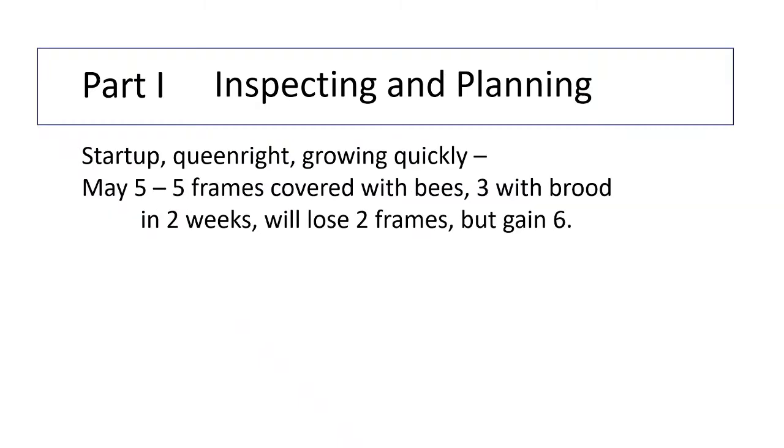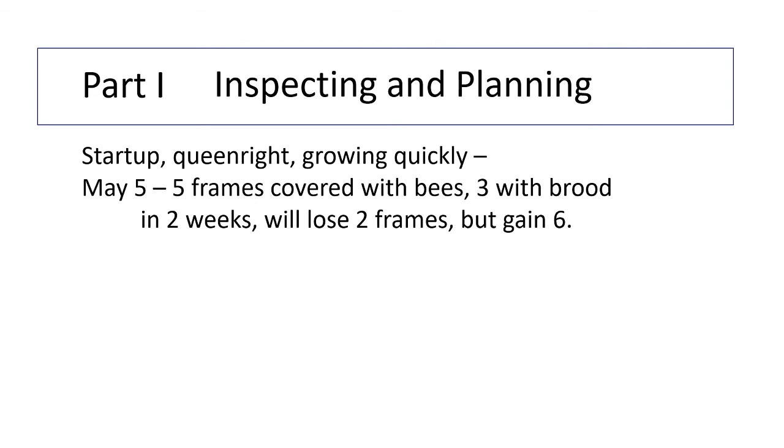All right, let's look at some numbers here. Installed a nuke on May 5th. You'll have 5 frames covered with bees, and it will also come with 3 frames that have brood. In about 2 weeks, when the foragers are going out, you're going to lose a percentage of them, about 2 frames worth, 2 frames covered with bees. You'll gain 6 frames covered with bees. Where did those come from?